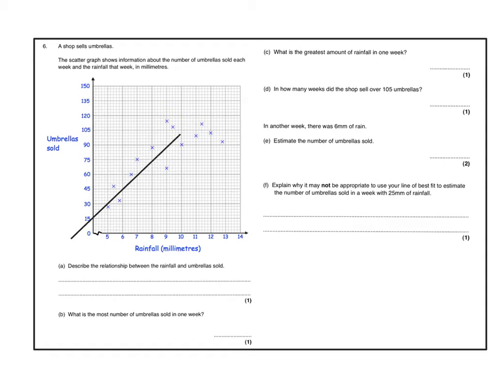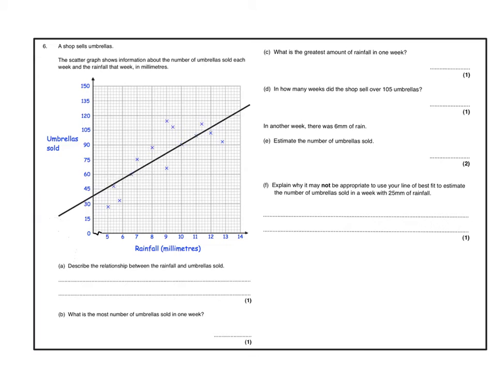So you would get your ruler. I'm just going to get a line, and you're going to put it in the general direction of where the crosses are going. But you want to make sure that there's an equal amount of points each side. Now the general direction I reckon is probably about here, okay? It's not quite here because you've got lots of points in this direction over here. So it's going to be a little bit more slanted than that. So it's going to be more like this.